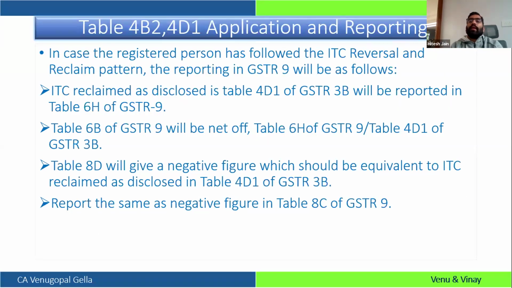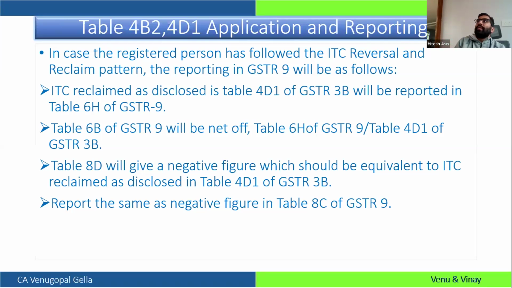Table 4B to 4I application and reporting, as was discussed by ma'am earlier. This is a very typical case where the application of this reporting will be very relevant for the filing of the annual return of this particular year. If the registered taxpayer has followed this reporting pattern, then whatever he has reclaimed in 4I, he needs to put it separately in 6H of GSTR 9, and such bifurcation should not be included in table 6B. Such bifurcation into input service and capital goods should not be done in table 6B.